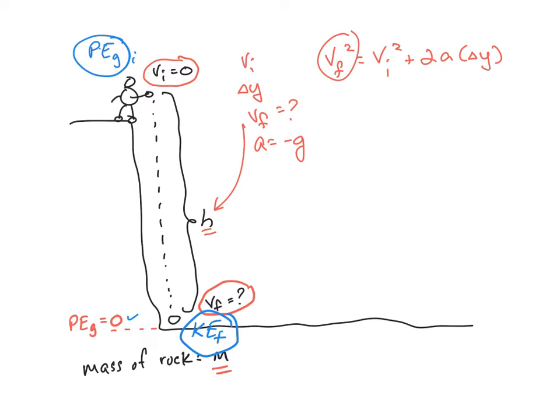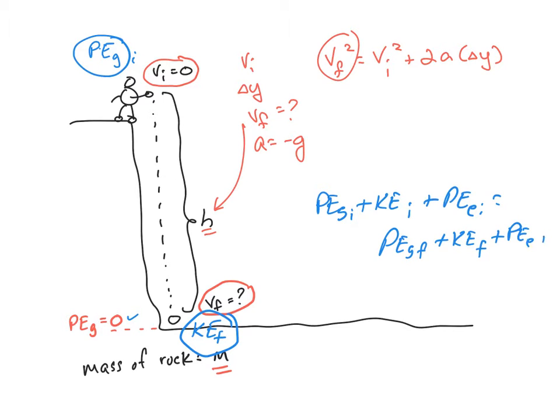So basically that long equation: PEG initial plus KE initial plus PE elastic initial equals PEG final plus KE final plus PE elastic final. There's no springs, so I get rid of that. There's no initial kinetic energy and there's no final gravitational energy, so it's just PEG initial. All of that gets converted into kinetic. So then let's go through and solve this problem for the final velocity.